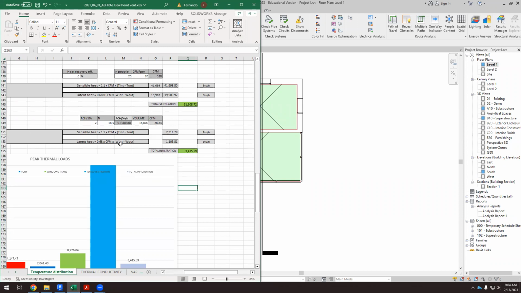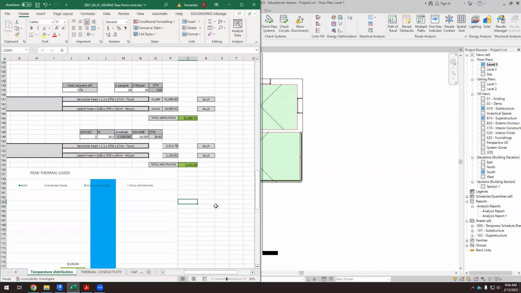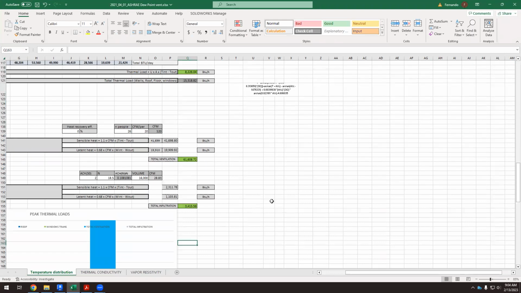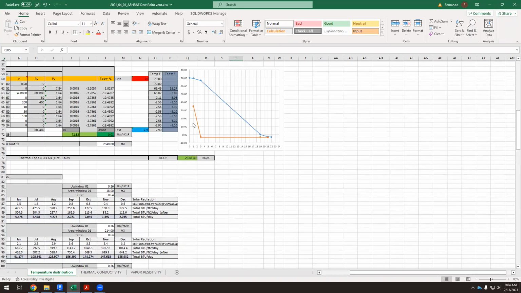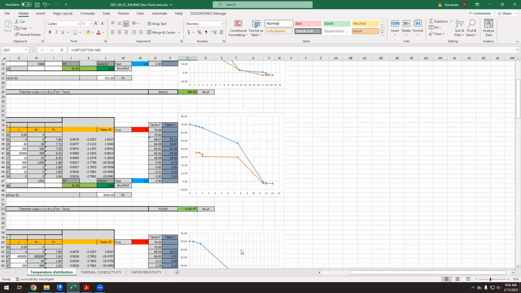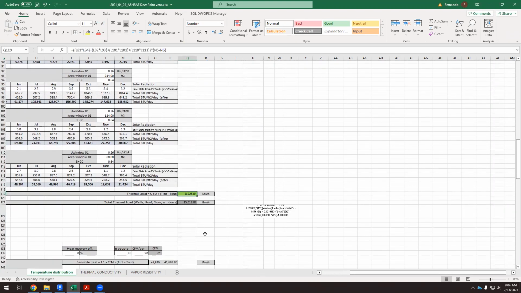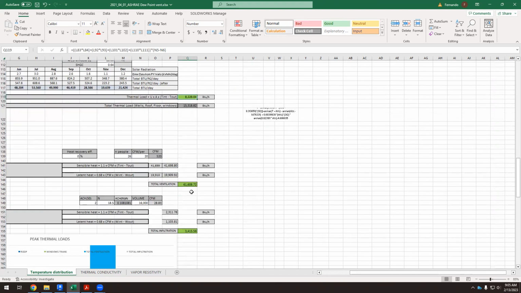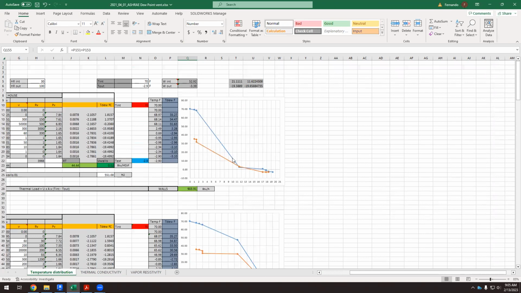So this is what we have. Okay. So at the end of this green column that we have here is the sum of the heating loads through the walls, the heating loads through the floor, the heating loads through the roof, the heating loads through the window, and then we have ventilation, and then we have infiltration. Okay, so let's analyze this.